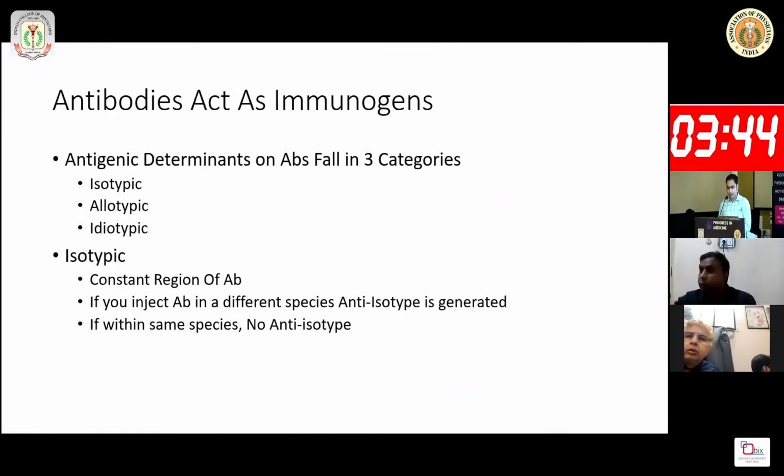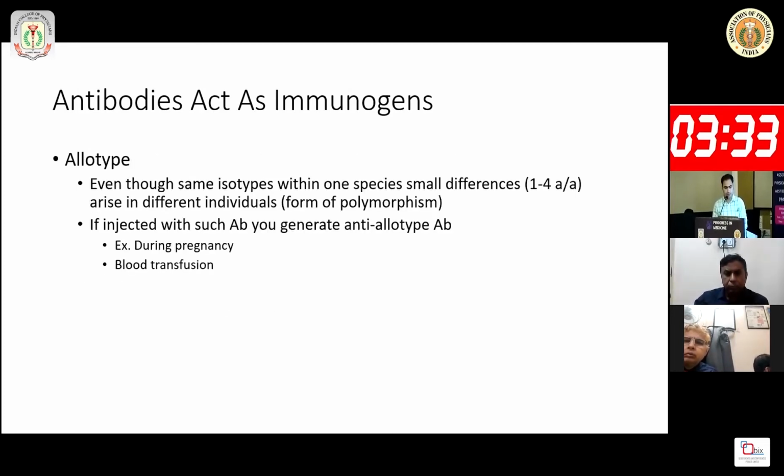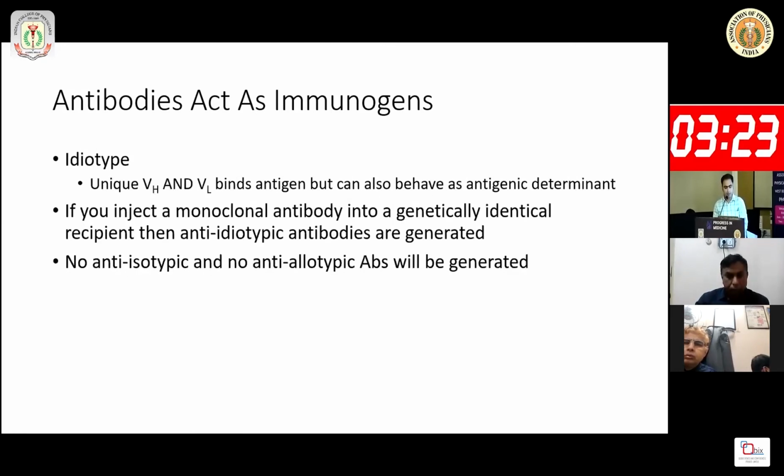Now, antibodies can act also as immunogens. They are like isotypic, allotypic, and idiotypic. Isotypic is when you inject an antibody into a different species, and an anti-isotype is generated. Allotypic is when an antibody is injected in the same isotype within one species of small differences. And idiotypic is when an injected monoclonal antibody into a genetically identical recipient, then the anti-idiotype antibodies are generated.